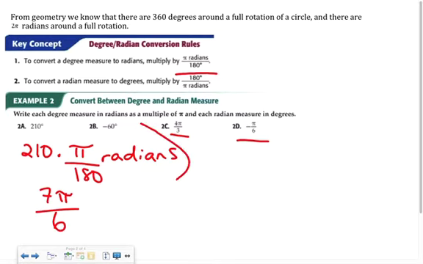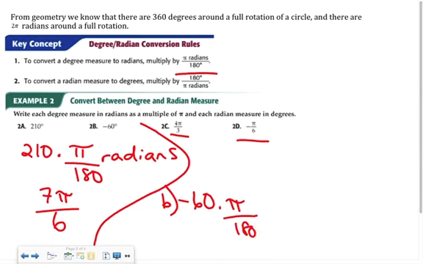So in part B, similar idea. We're taking that negative 60 and multiplying it by pi over 180. And you reduce the fraction and you get negative pi over 3.